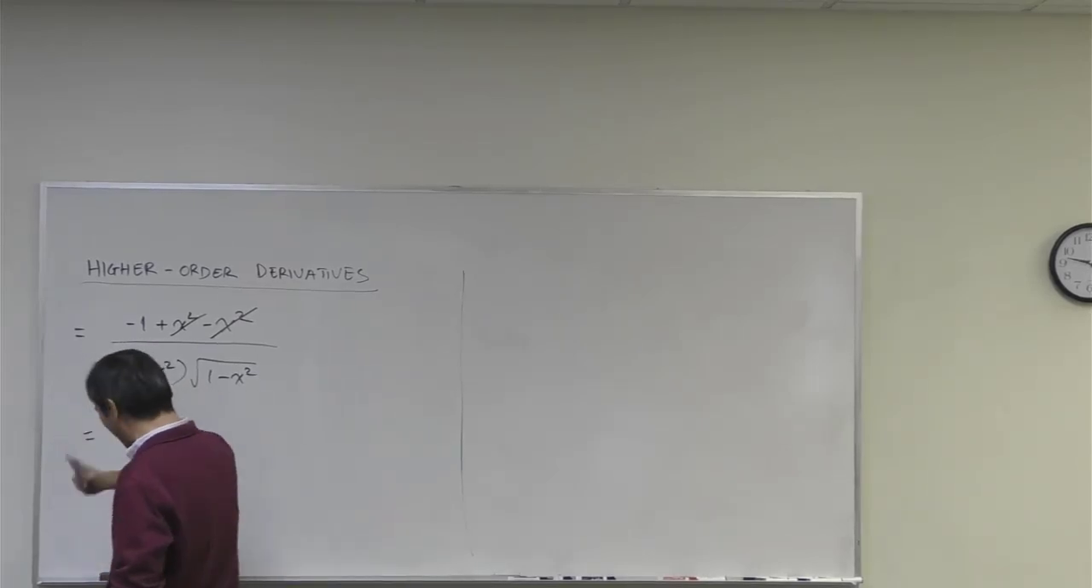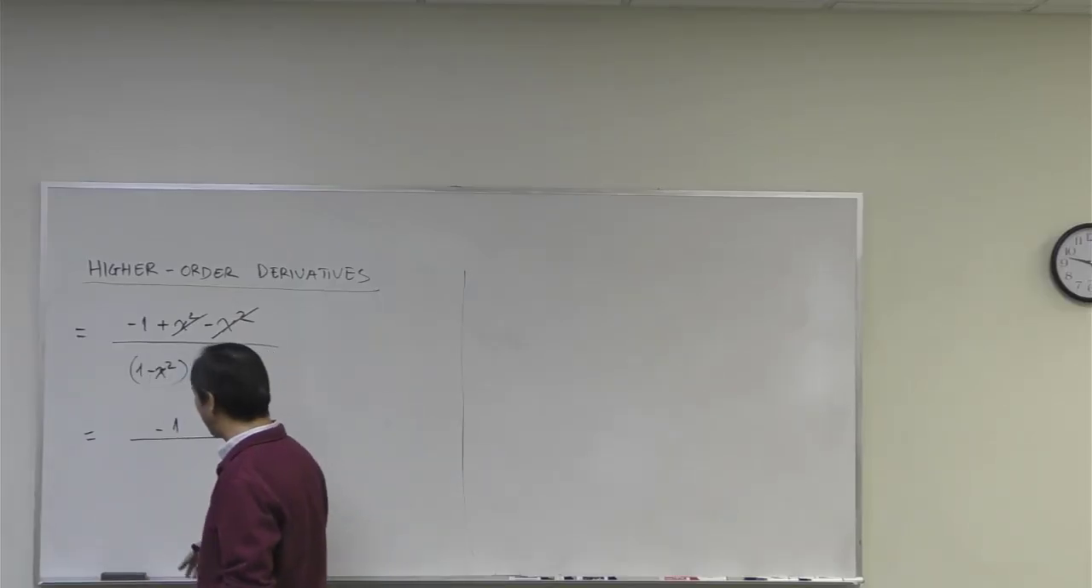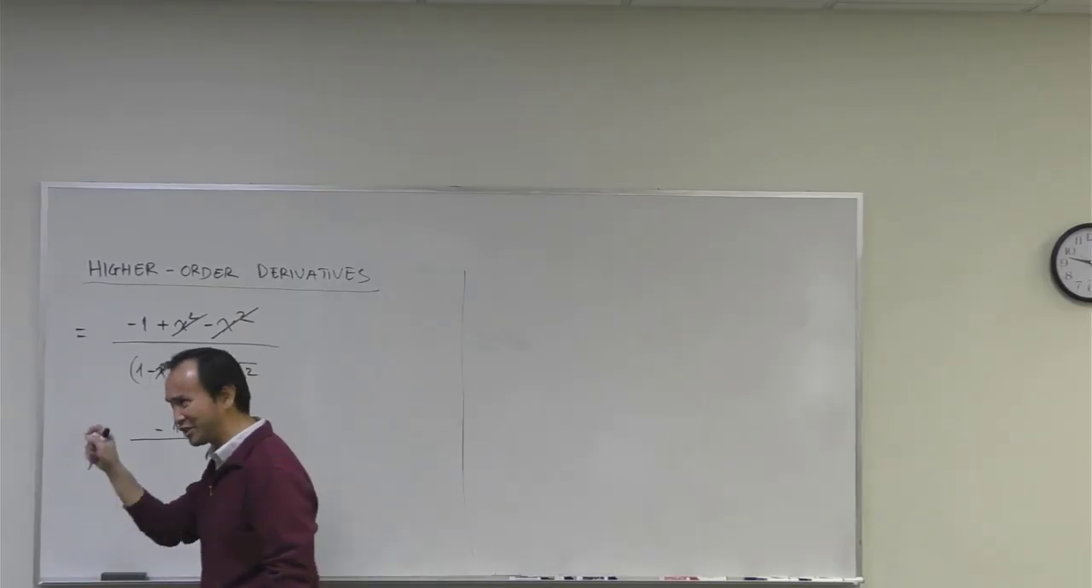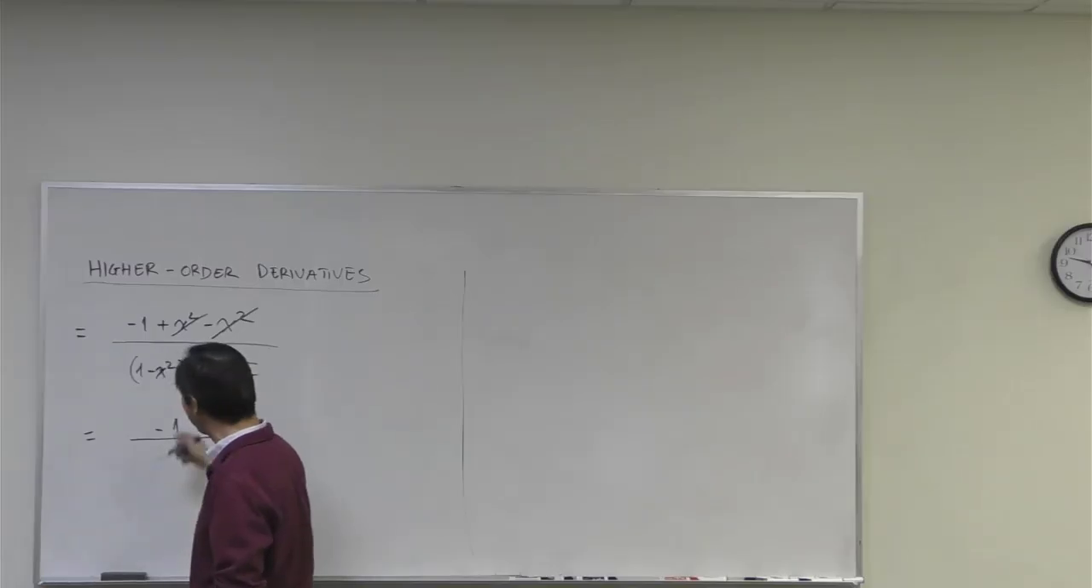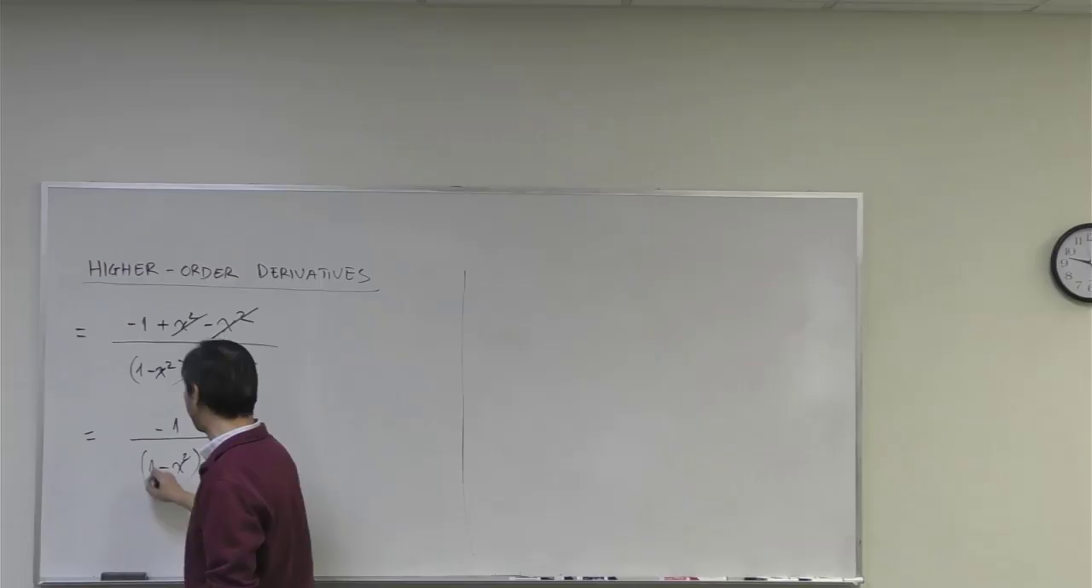See, whatever expression form, it's just a choice. Sometimes we put in a choice to make it better for the next step. I'm going to again rewrite this as 1 minus x squared, but to the power of 3 halves.